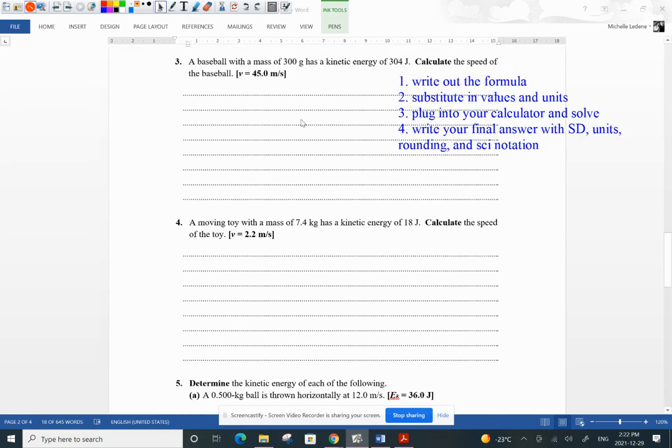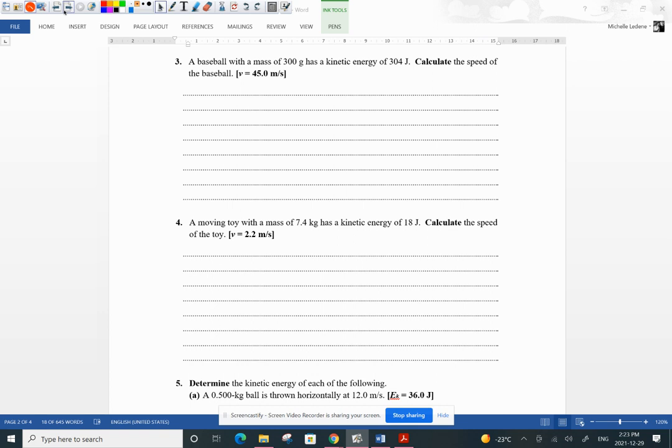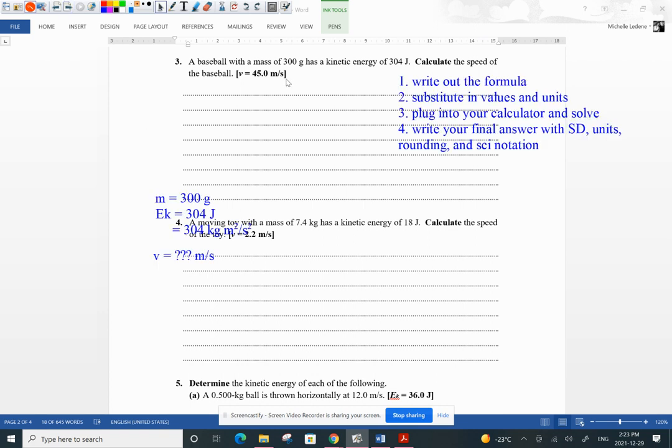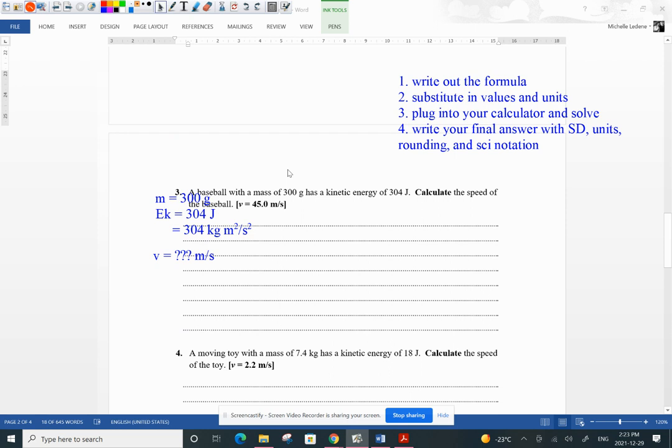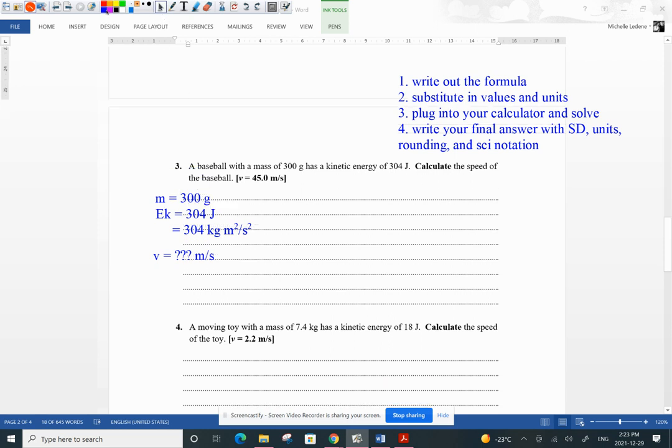Our final example is number 3. We are given the mass of a baseball is 300 grams. We are given the kinetic energy of the baseball, 304 joules. Both of these have 3 sig digs. And we're asked to calculate the speed of the baseball. And of course, the speed will be in meters per second. So again, we are not just going to write out the formula, we're going to have to rearrange. So rearranging, let's do this.